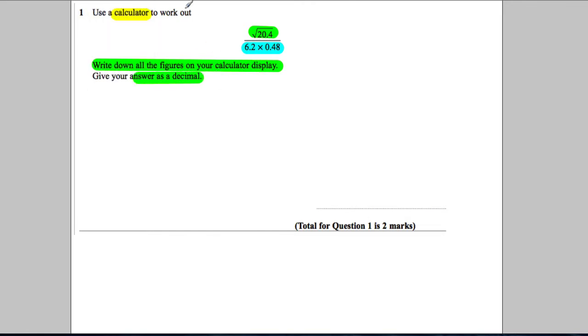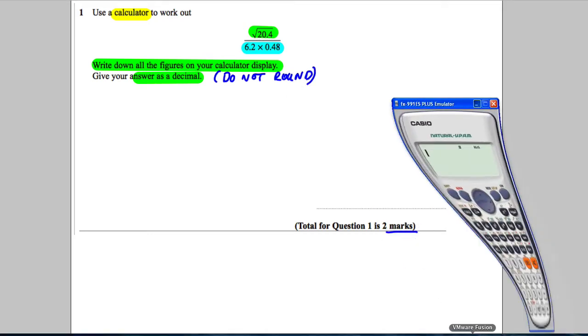So we're asked not to round here. So we just do not round. Usually, I have to admit, they say round, but here we're asked just to write it all down, and we've got 2 marks. Calculator out.